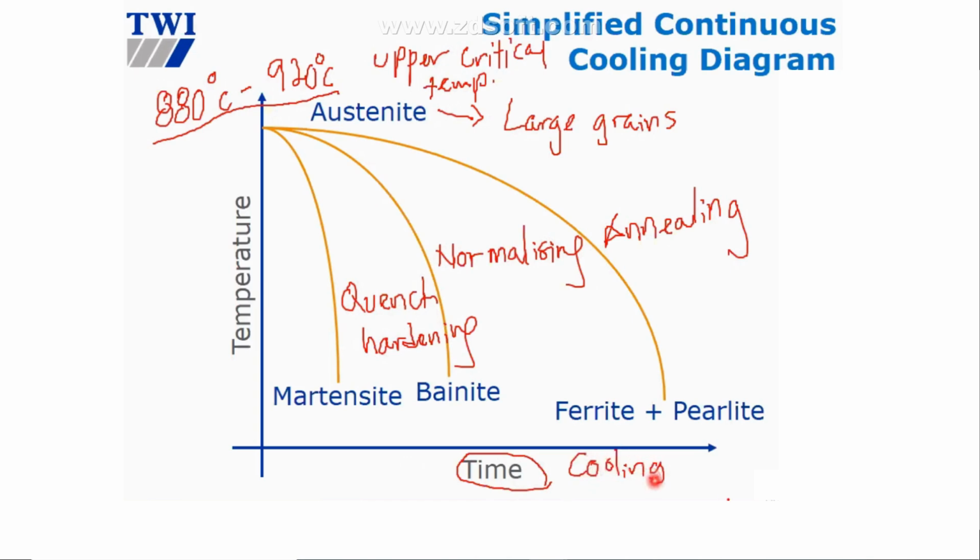When the cooling time takes longer, like what we have in annealing, as a result we get a ferrite and pearlite grain structure. When the cooling is a bit quicker, but not too fast, we call it normalizing. As a result, we get a grain structure they call bainite. But with very fast cooling, we get martensite.